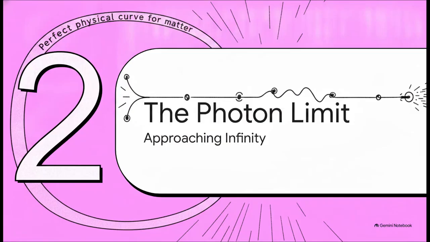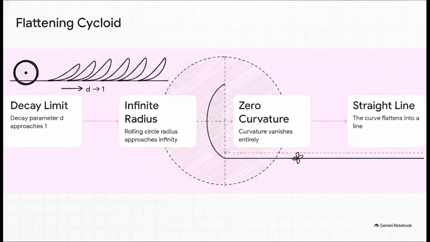Section 2. The photon limit. Approaching infinity. When we're talking about the mechanics of a photon traveling through a uniform vacuum, we're really just looking at the geometric limit of that exact same cycloid. Let's walk through it step by step. As a specific mathematical variable, which we call the decay parameter d, approaches 1, the radius of our imaginary rolling wheel approaches infinity.